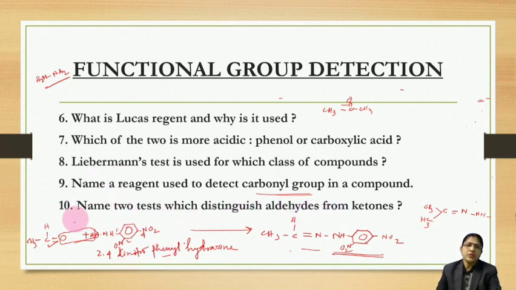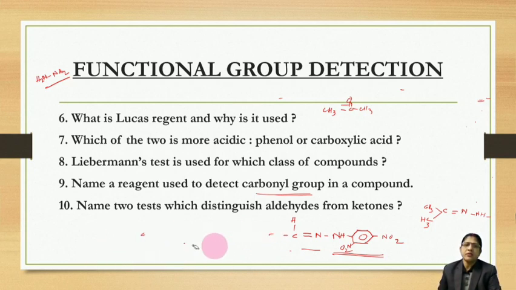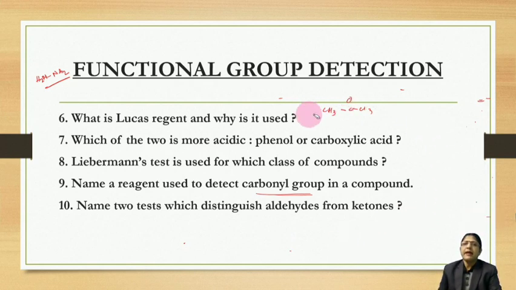Right. The next question. Name two tests which distinguish aldehydes and ketones. These are very common: Tollens reagent and Fehling solution. Here only tests are asked, so you can mention only the tests. Aldehydes are oxidized in presence of a mild oxidizing agent like Tollens reagent, that is ammoniacal silver nitrate solution.